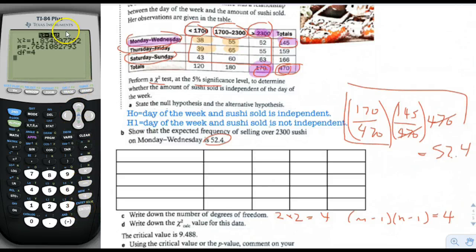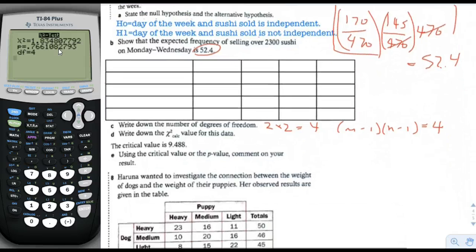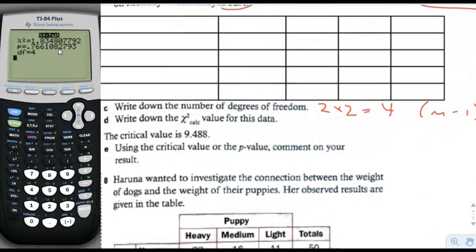Then I press calculate and it gives me these values, one of which they're asking for, right? They're saying write down the chi-squared value. The chi-squared value is right there, 1.83.